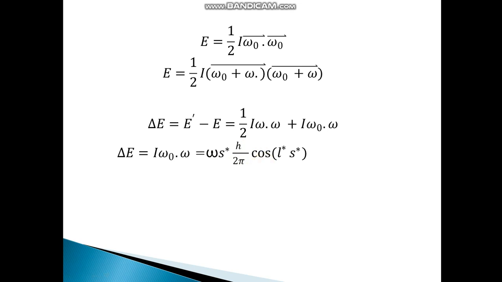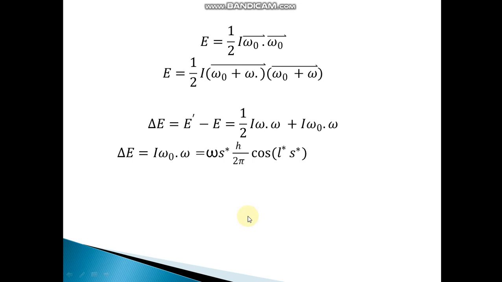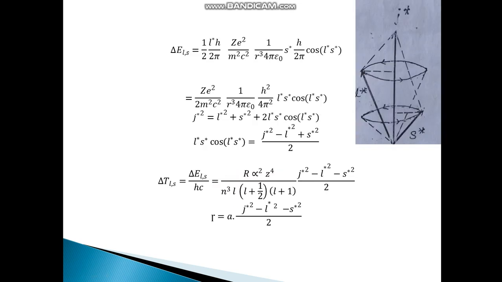Substituting the equation for omega into this equation, we can write delta E L S as Ze squared divided by 2 m squared c squared, h squared divided by 4 pi squared, 1 by 4 pi epsilon 0 r cubed, into L star S star cos L star S star.